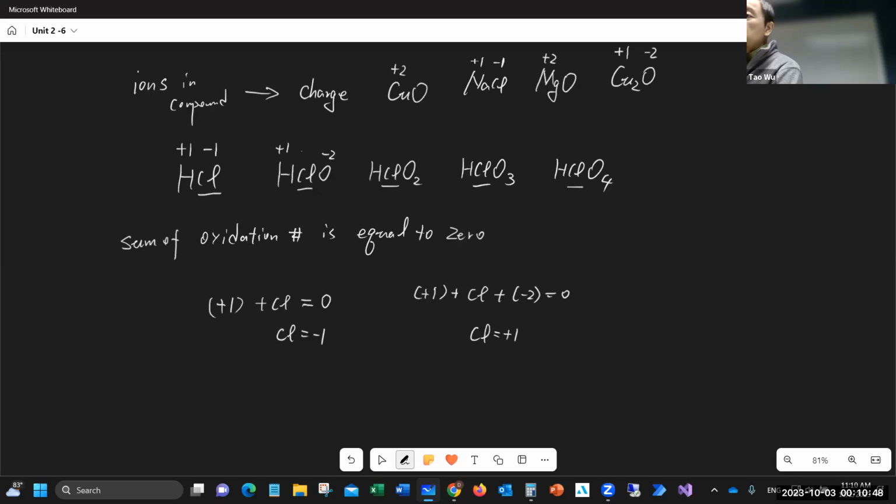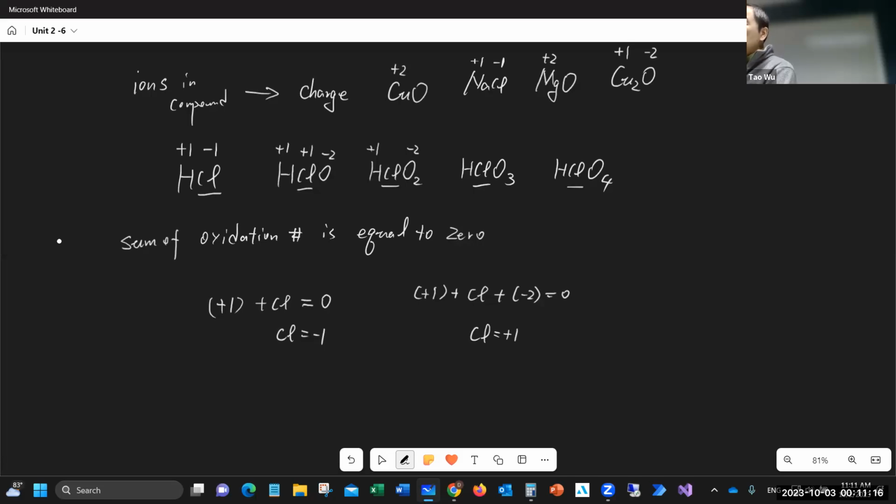So the oxidation number for this chlorine is +1. Same thing here: we know this one is +1 and oxygen is -2. And once again, we're not talking about the 2 oxygens together being -2. It's each of the oxygens that is -2. So totally, this is -4 for the oxygen. That makes sense? Are you clear?